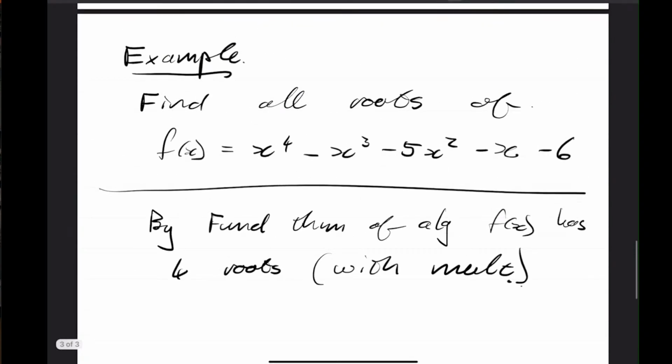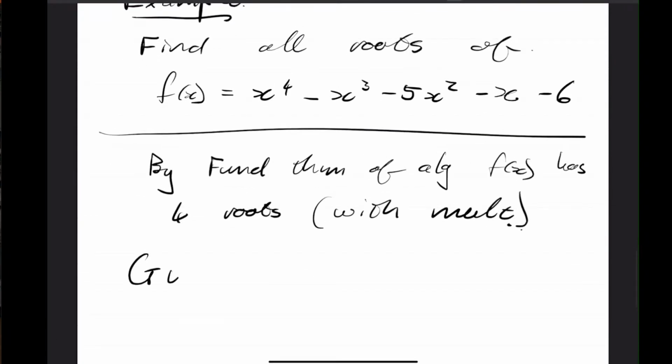Okay, let's take a look at our polynomial. I don't see any pattern here. So let's start off just by guessing some of the roots. So let's guess some roots.